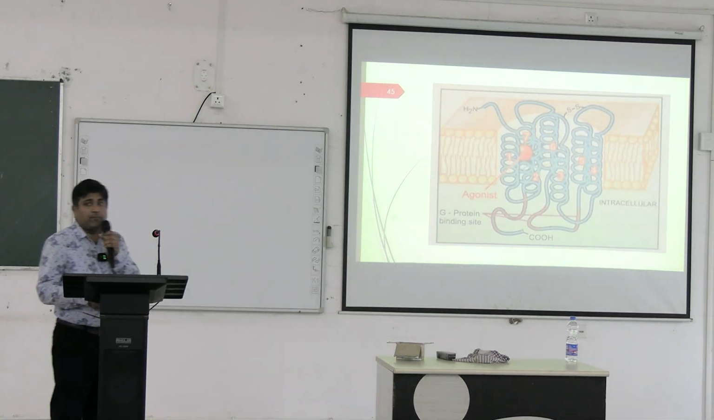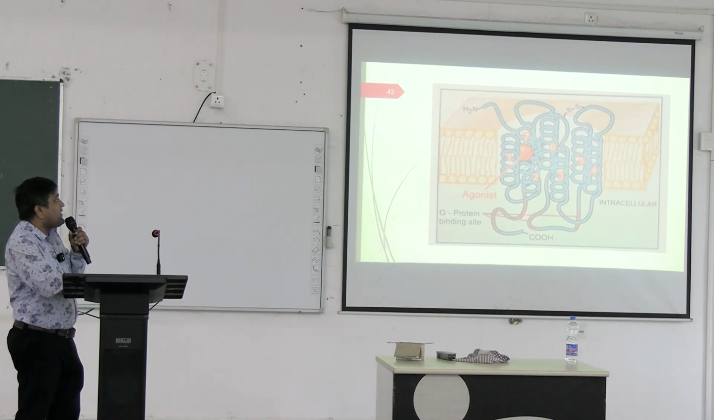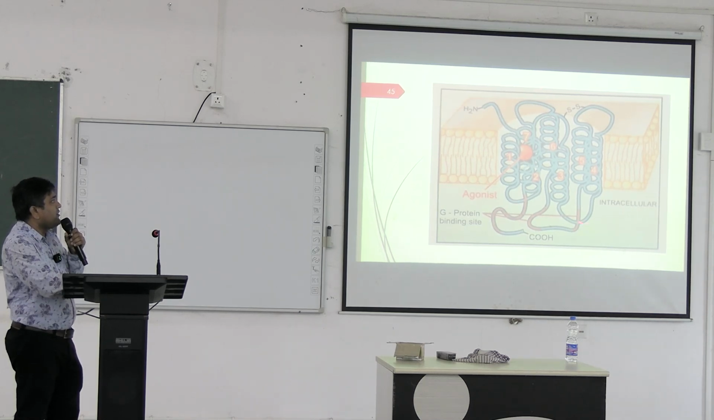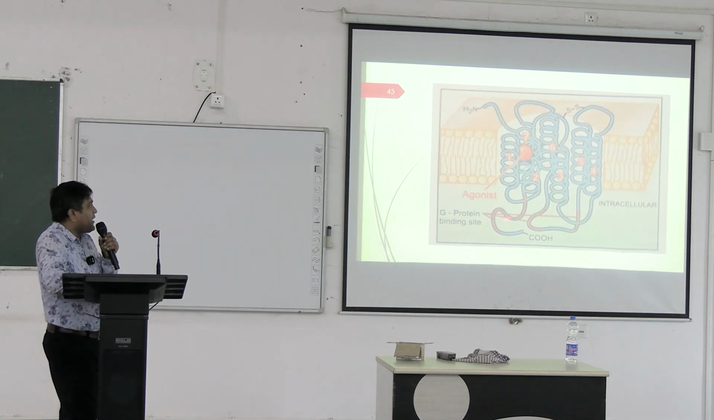So, this is a picture of a G protein coupled receptor. This is a 7 transmembrane spanning segment, with 3 extracellular loops and 3 intracellular loops. The ligand binding site is located in between the helices in the extracellular phase, and the effector site binding is located intracellularly. This is the G protein binding site. Here the G protein remains bound.